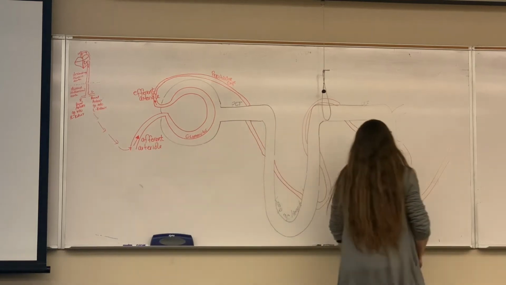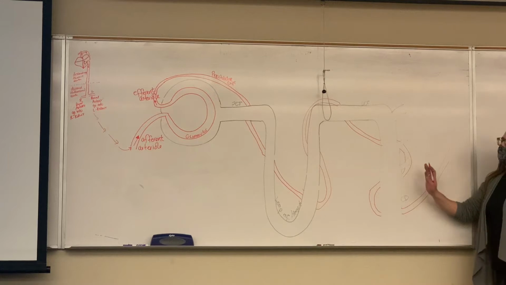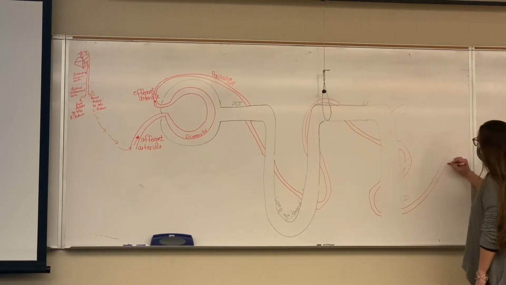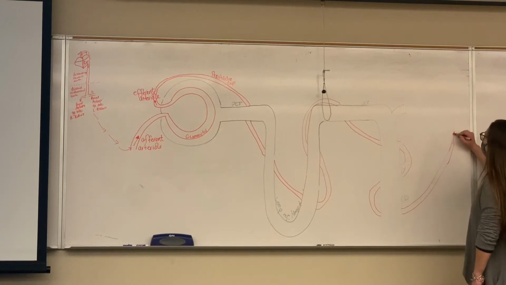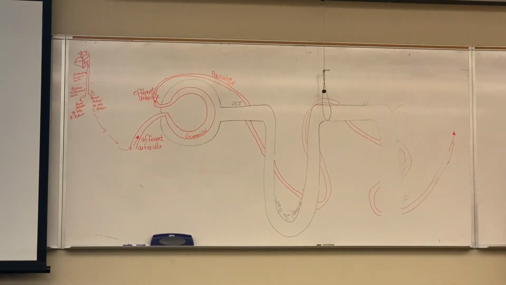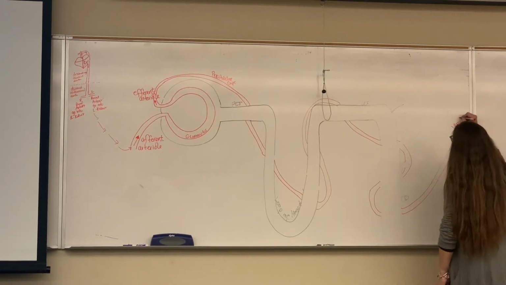So then, as we leave the peritubular capillaries, what would make the most sense that we would go into next, based on what we know to be true about the circulatory system? Venules, and that's what we do. Now we're kind of back to normal. Then we go into venules.